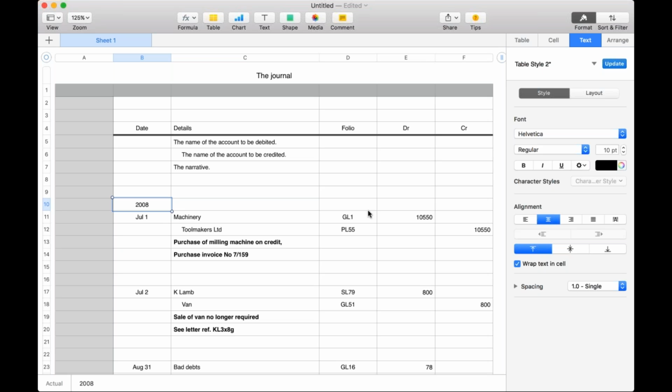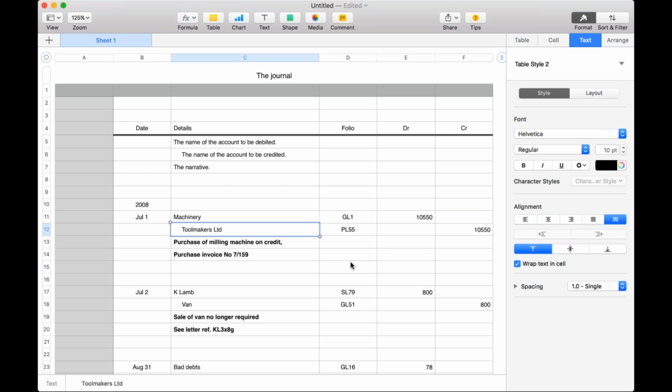So we've got 2008 there, as you can see. We've got the date as July the 1st, and we've first of all got the account to be debited. So we've got the milling machine bought on credit from Toolmakers for £10,550. So we're increasing a fixed asset, so that's a debit, so that's what goes in the debit column. So we've got the name of the account, machinery. Next column, we've got the folio reference, so this is just a reference to trace it back to the ledgers, if you like. In this case, we've got GL1, and then we've got our debit amount of £10,550.